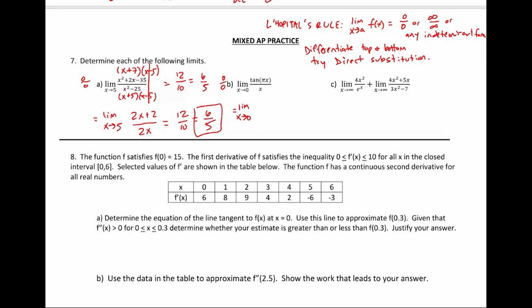So the derivative of tangent of pi x, well, the derivative of tangent is secant squared, but we are going to have to do a little chain rule here. So we get secant squared pi x times the derivative of the inside, which is just pi, over the derivative of x, which is just 1. So notice at this point, we can just go ahead and plug in 0. So if I plug in 0, I get secant squared 0, which is going to be the reciprocal of cosine of 0. Now, cosine of 0 is just 1. So the reciprocal of 1 is 1. So we just get 1 times pi divided by 1 is pi.